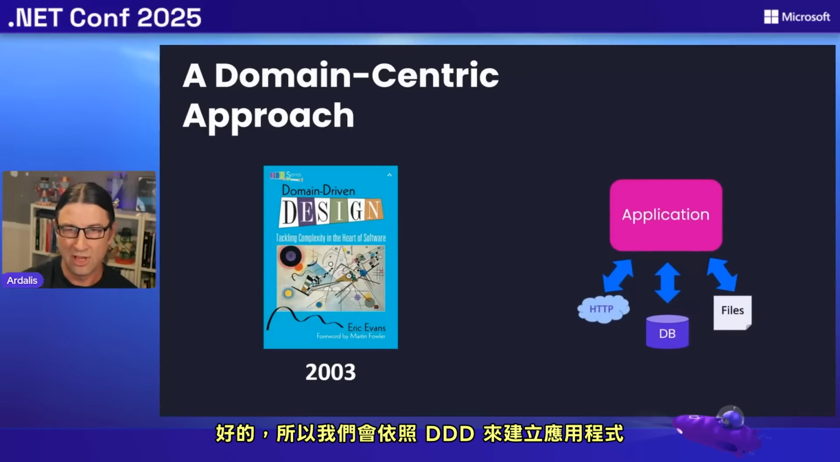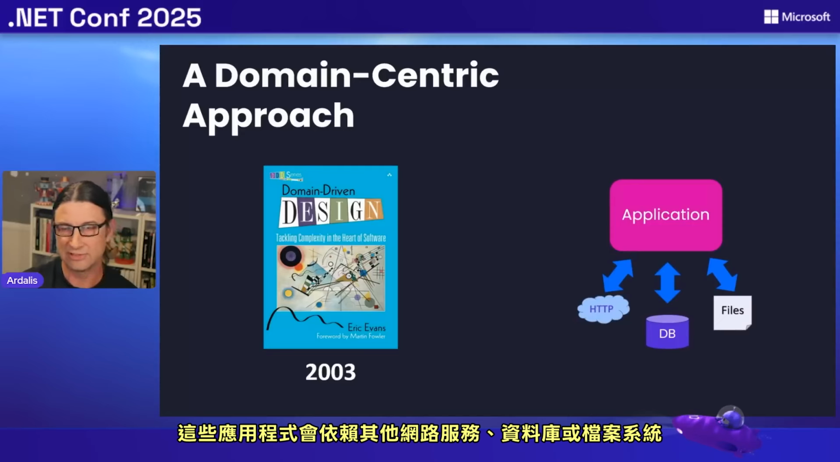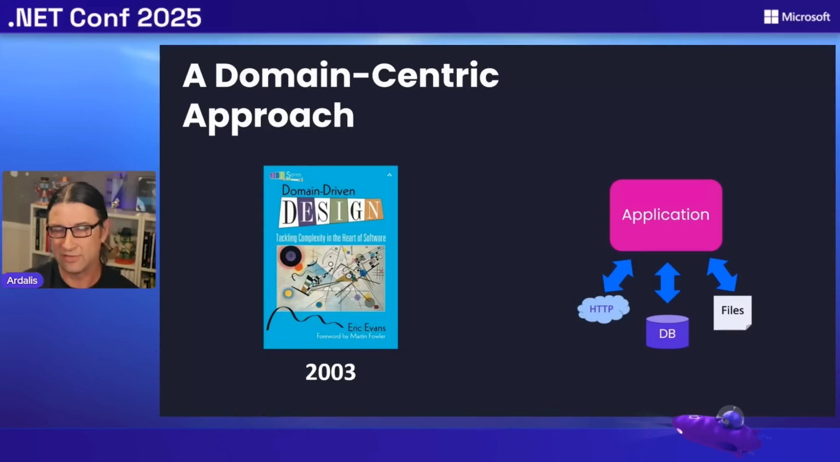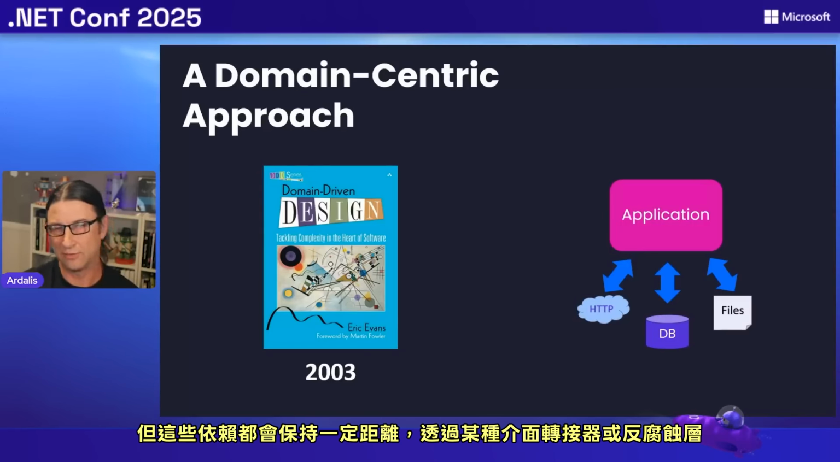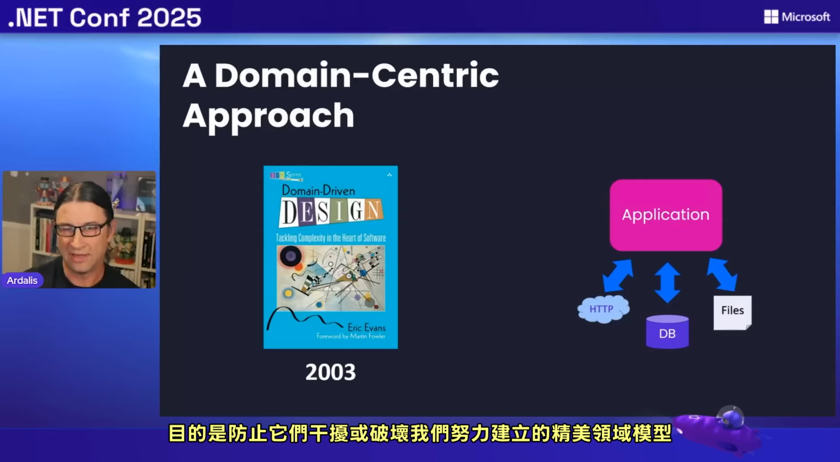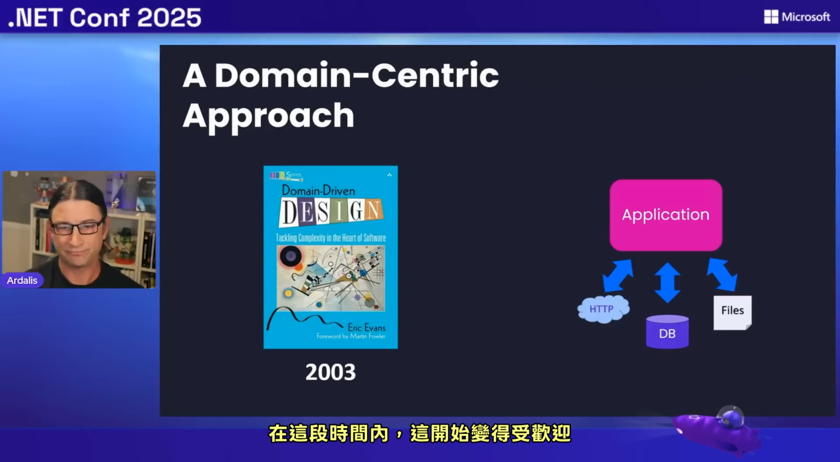All right, and so we would build applications following DDD that would have dependencies on other web services or on the database or maybe the file system, but those would all be kind of at arm's length, going through some type of an adapter or an anti-corruption layer, DDD would call it, in order to keep it from messing with or corrupting our beautiful domain model of the system that we were trying to build. And this started to gain popularity here in this time.